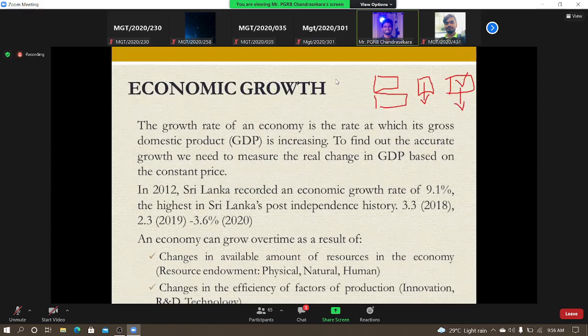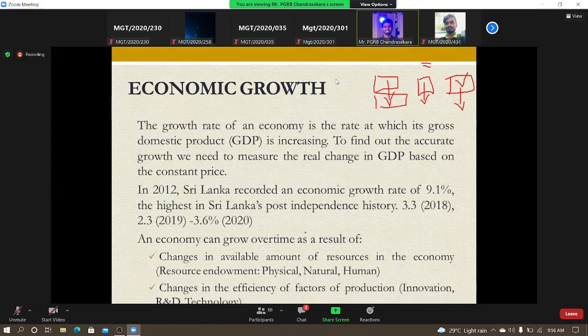Likewise we can find out GDP. GDP means this price is constant, it is not changing, but the gross domestic product is changing. That is the way to find the real GDP.